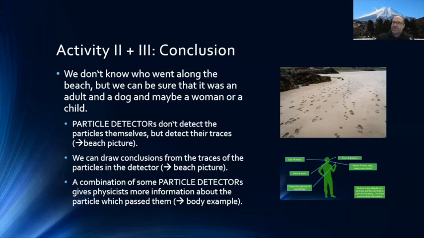So I just want to summarize what we did so far. In this activity with the picture on the beach, we know that someone went along, but we don't know who it was, how he or she looked. We have no idea, but we know someone was there. And this is exactly what particle physicists do with their detectors. They just see something was there. So they detect the traces. And the other activity we did first was we have several detectors on our body, and every detector has a special task to do.